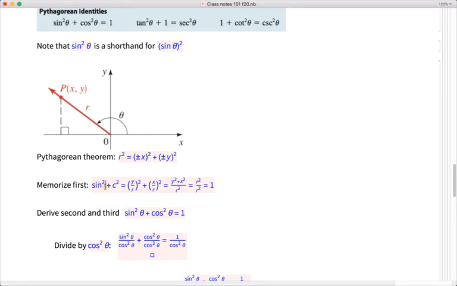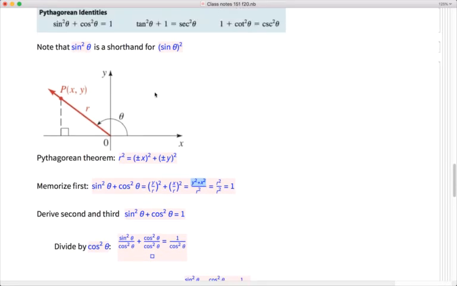So the first one, I'm suggesting you just try to memorize it, but I guess I should derive it just the first time here anyway. We take sine squared plus cosine squared. Remember that sine is y over r, cosine is x over r. We square out, we simplify, and x squared plus y squared winds up being r squared, and that's because of the Pythagorean theorem. Again, just memorize that one. I won't ask you to derive it, but just don't lose track of it.